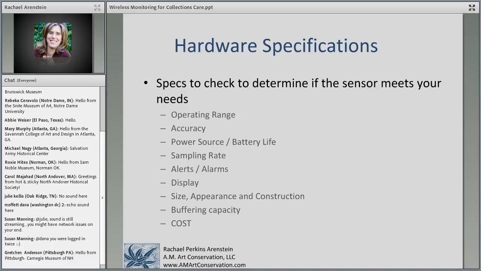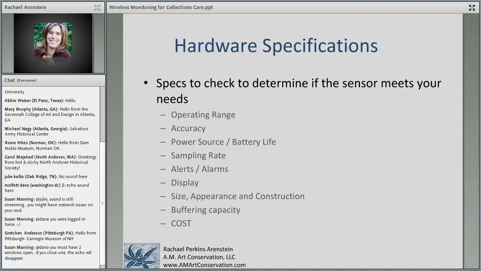Another thing that you want to take a look at is accuracy. We all want to know that our data is accurate, and some of these products are calibrated more carefully than others. Generally, everything we'll be talking about today is more than sufficient for our purposes. But remember, just like with any monitoring equipment, if you aren't checking the accuracy and the calibration every year or a couple of years, you can't have faith in the accuracy of your data.